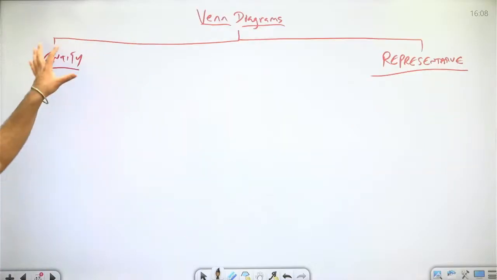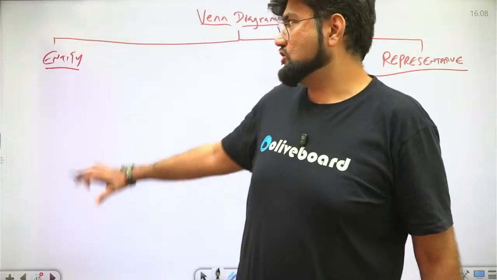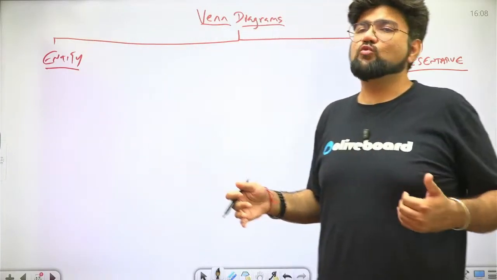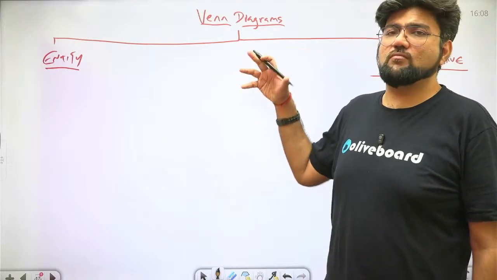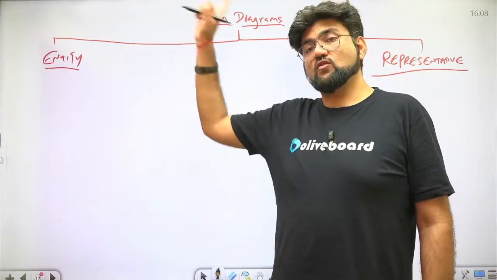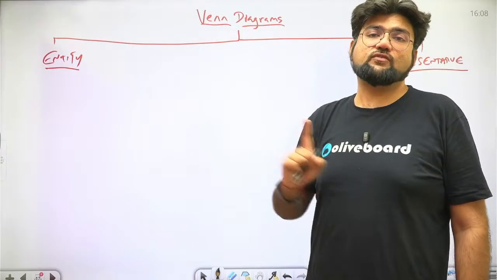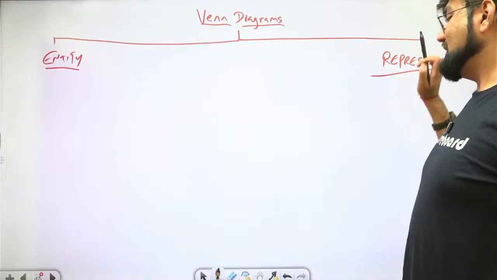This is actually a very easy concept, entity based Venn diagrams, and almost always you will find questions based on this. But if you just observe the last 2 years, mostly you will not find a lot of questions in the SSC exams from Venn diagrams. But before that, one question was almost always fixed in every shift of tier 1 from your entity based Venn diagram. Okay. Then comes representative.